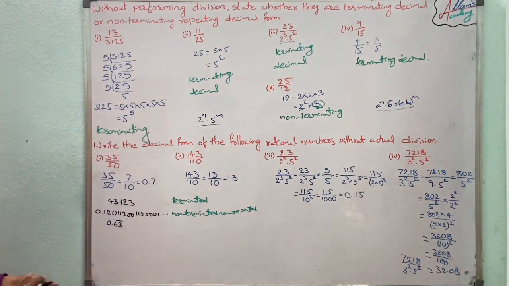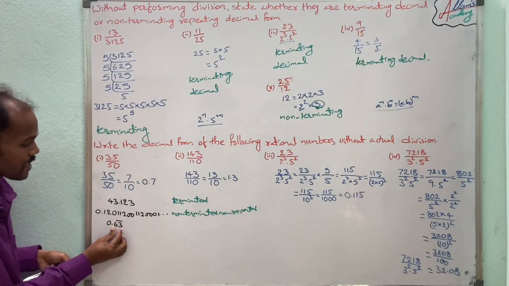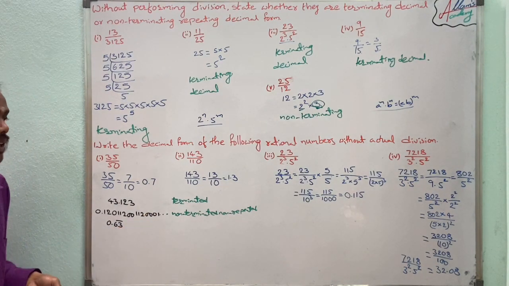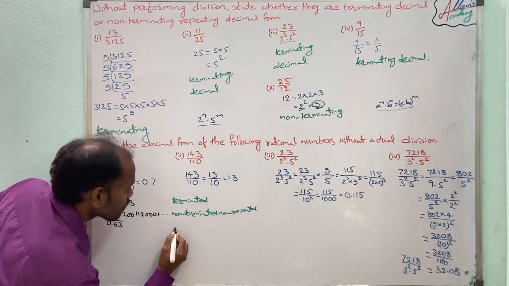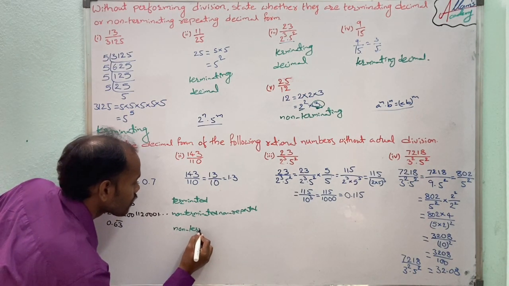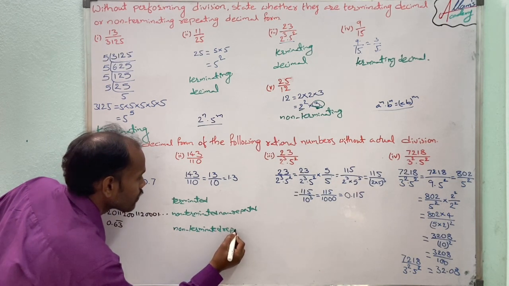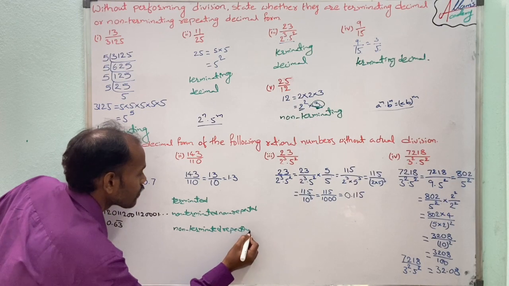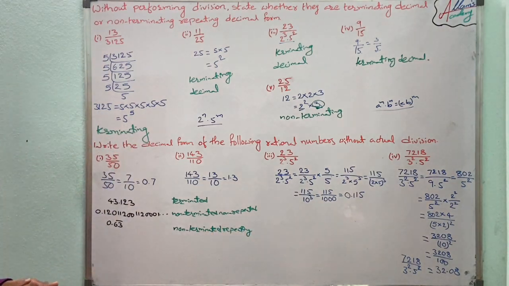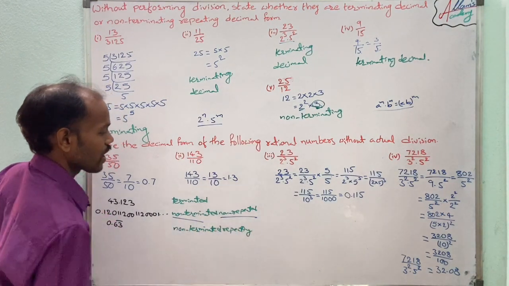And here the third one observe 0.63 bar. Now here 63 are the repeated, so it is non-terminated, repeating. So now the second one observe, it is non-terminated, non-repeated.